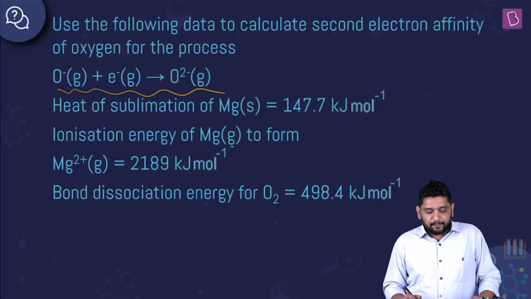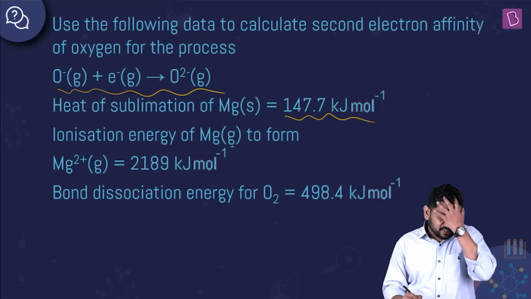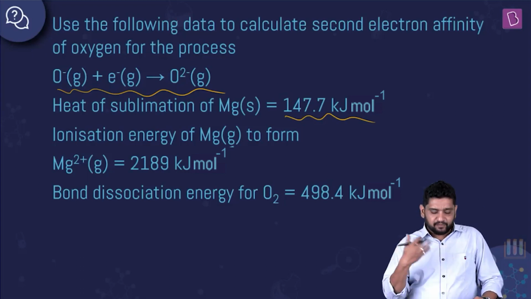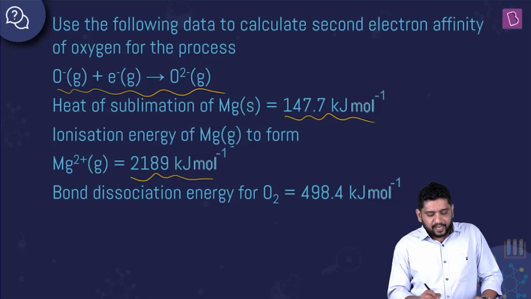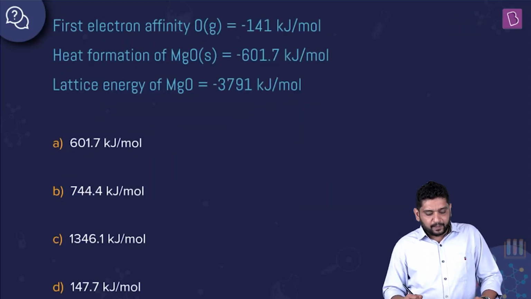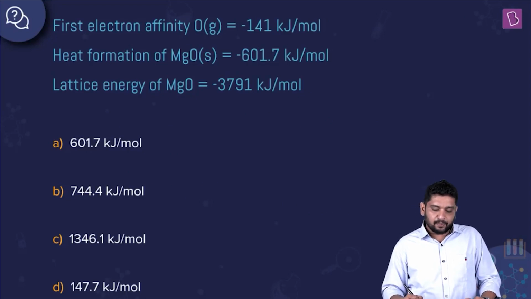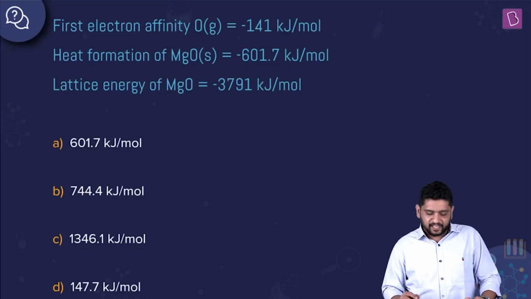Now let's see, the heat of sublimation of magnesium is given to us as 147.7 kilojoule per mole. The ionization energy of magnesium to form Mg2 plus, the combined IE1 plus IE2, is given as 2189 kilojoule per mole, and bond dissociation energy for oxygen is given as 498.4. First electron affinity is given as minus 141 kilojoule per mole. When you are adding the first electron, some amount of energy is released, so first electron gain enthalpy would be negative, and it is minus 141.